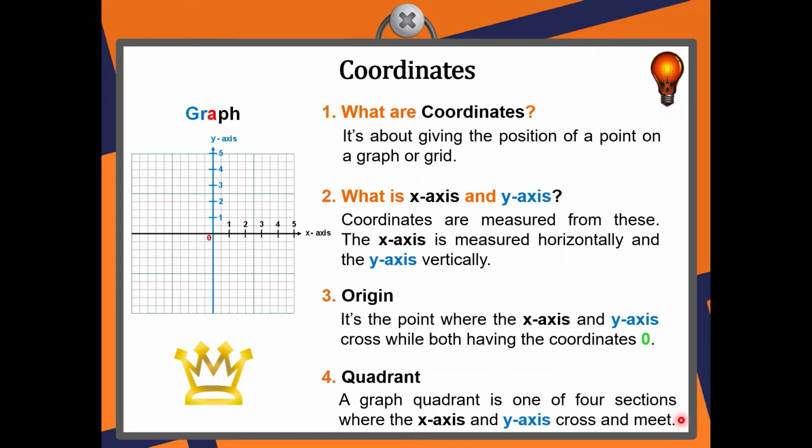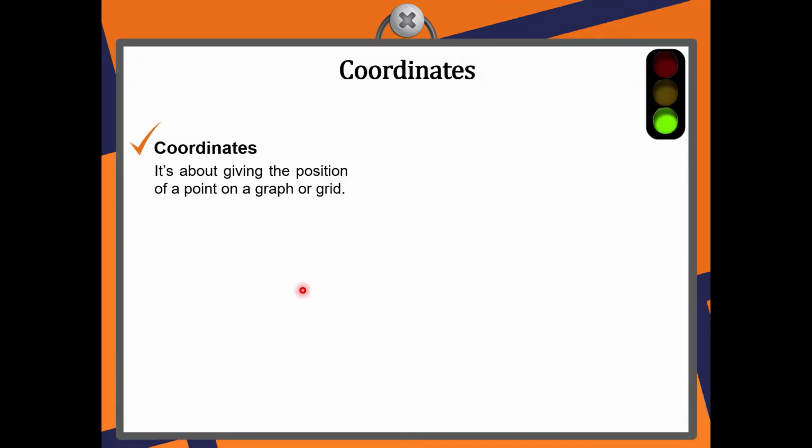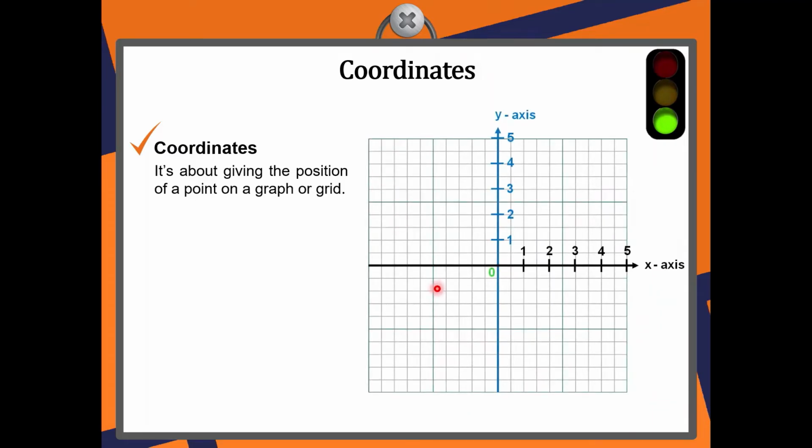Okay, let's start by further looking into coordinates. We already explained its definition or briefly mentioned it. It's about giving the position of a point on a graph or grid, we said. But what does that really mean? To start with, let's take in a graph. The graph has something called an x-axis, which has, in this case, the values 1, 2, 3, 4, and 5, horizontally. And it has also something called a y-axis, which also has the values 1, 2, 3, 4, and 5, vertically.